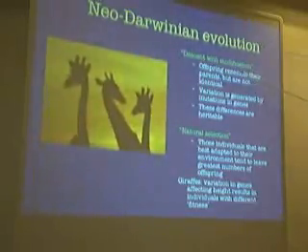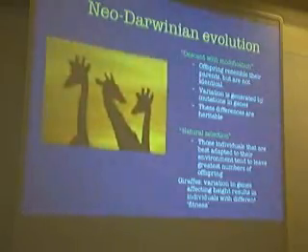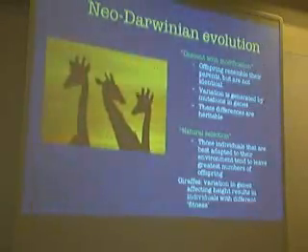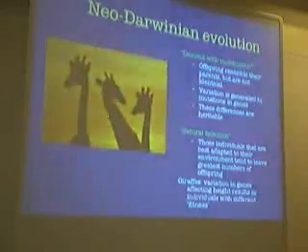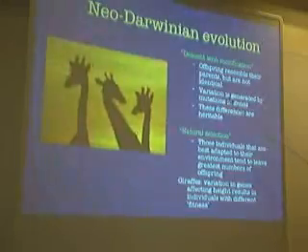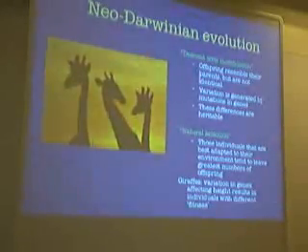So the first was descent with modification. That is, offspring resemble their parents but are not identical. It became neo-Darwinian when we realized how that happens, and that was the form of inheritance that the Austrian monk Gregor Mendel described. So there is variation being generated by mutational changes in the genes. The sequence in a gene will change, and that variation can then lead to heritable differences.